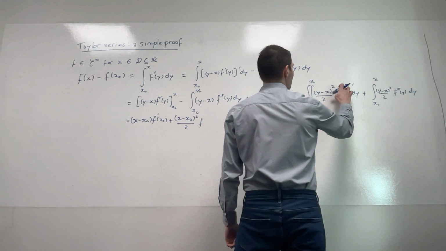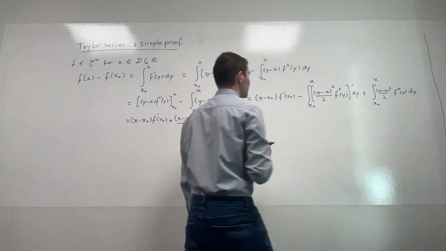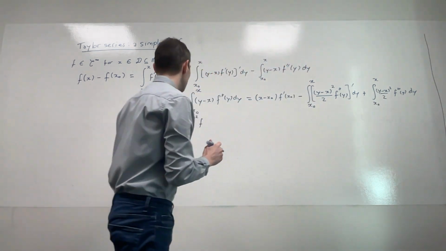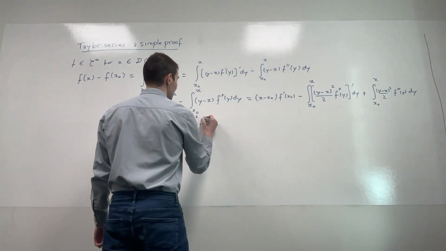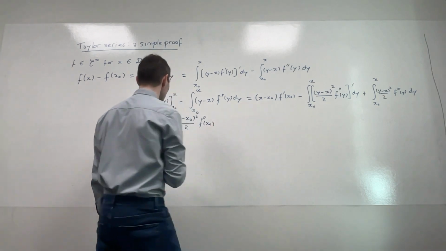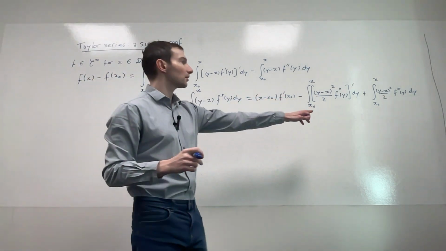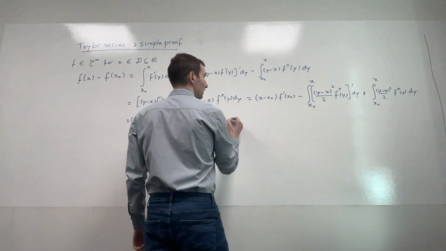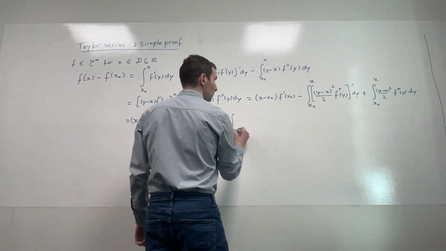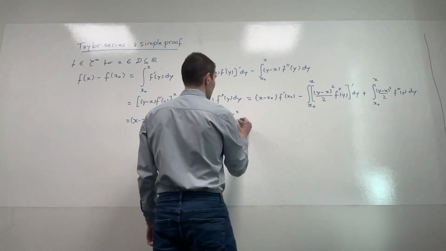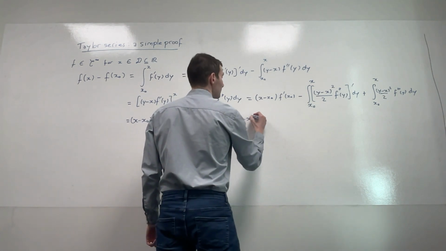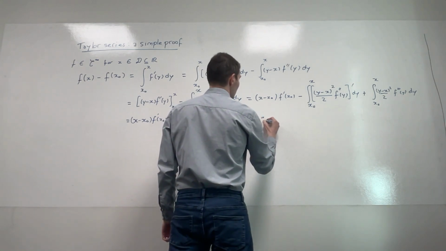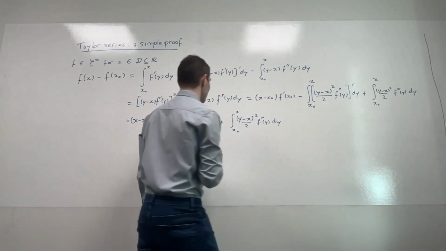No, my bad. Sorry. Here this was a second derivative. And then the third derivative comes from the product rule. And so here you've got the second derivative at x naught. And then you've got the remainder integral here. Okay? So plus the integral from x naught to x, and then (y minus x) squared divided by 2, and then the third derivative f of y dy.